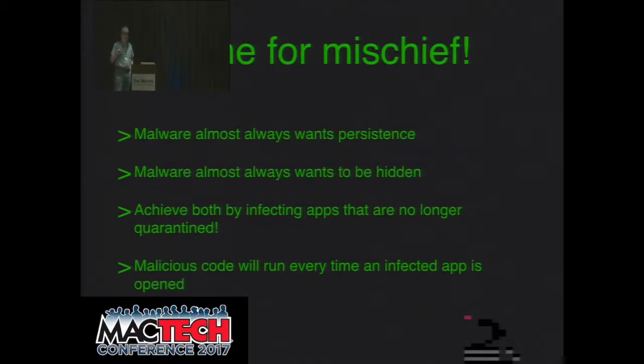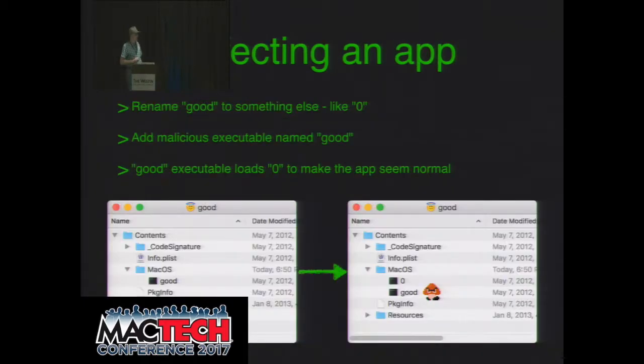But again, this was done manually. We're going to look at how you can do this in an automated fashion through something like a virus. So here's how this works. What you do is you crack open a good app. We're going to take the example of this app called Good, and you rename the executable, which is Good in this case, to something else. In this case, we say 0. Then you put your malicious executable in there, and rename that Good. So when you open the app, that malicious executable is actually the one that gets run. And the Good executable, which is of course actually bad, launches the old executable, which has been renamed to 0, in order to make things look normal.